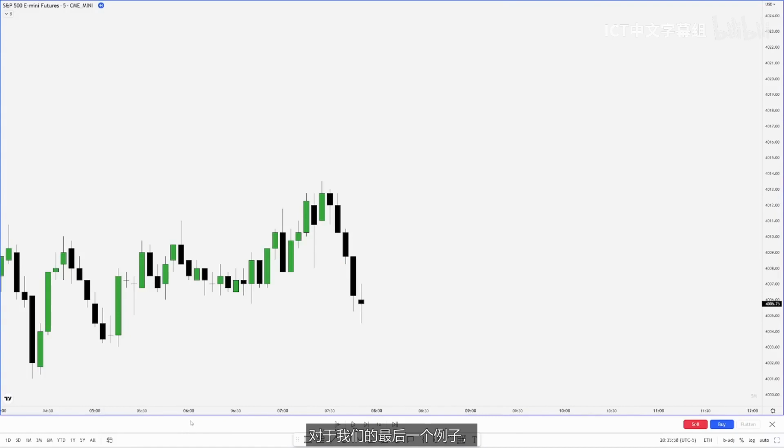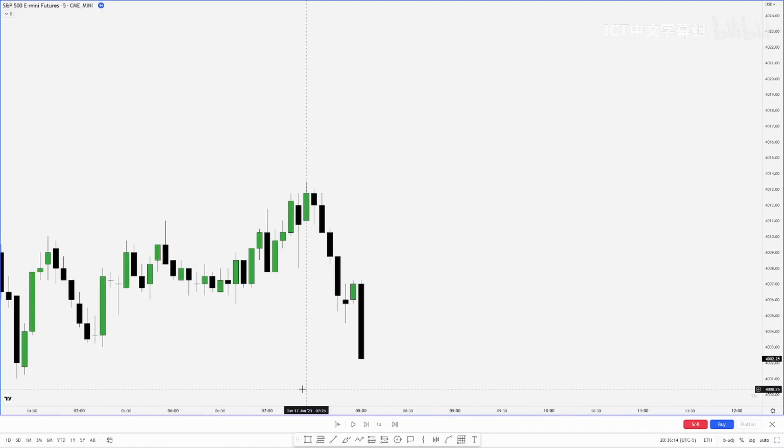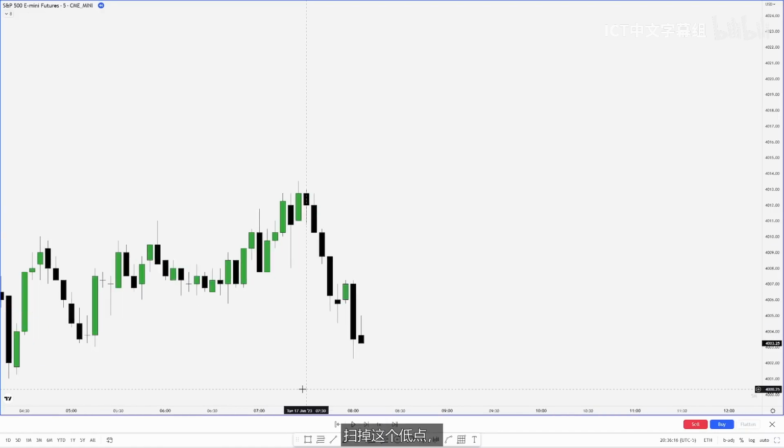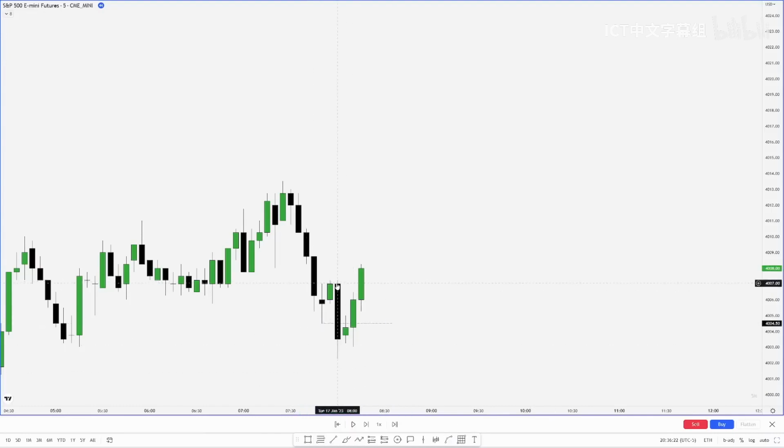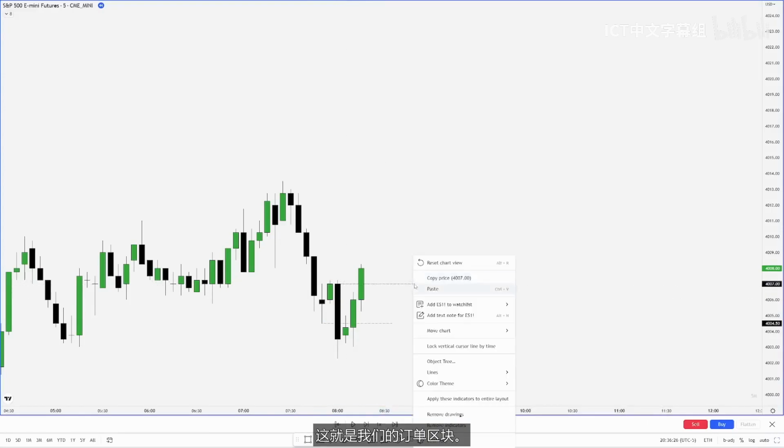For our last and final example, we are going to run through some price action and show you how when price is moving in one direction towards a higher time frame PD array, it is likely to respect bullish or bearish order blocks along that range up. So for example here, we sweep this low, come back into the range and break structure. Here is the low being swept. Here is our break of structure right here. And here is our order block.